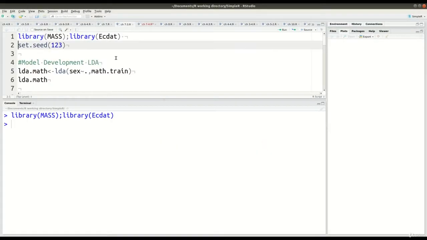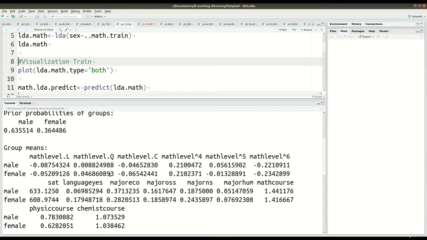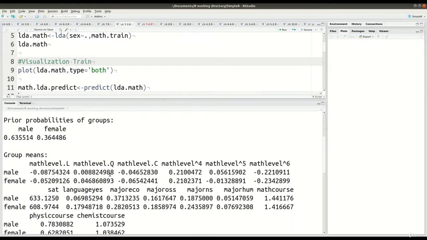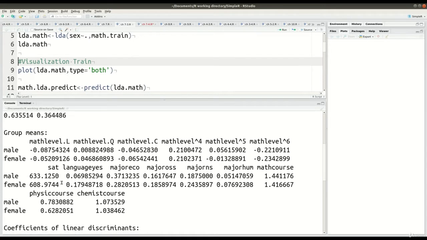First you have to run your libraries in line 1, set the seed in line 2, and then in lines 5 and 6 we run our model using linear discriminant analysis. I've explained this before, so I'm just going to do it quickly here. Here are the results for our data. All this information here is the means for men and women for the different variables. We use these differences to set up our linear discriminant function.